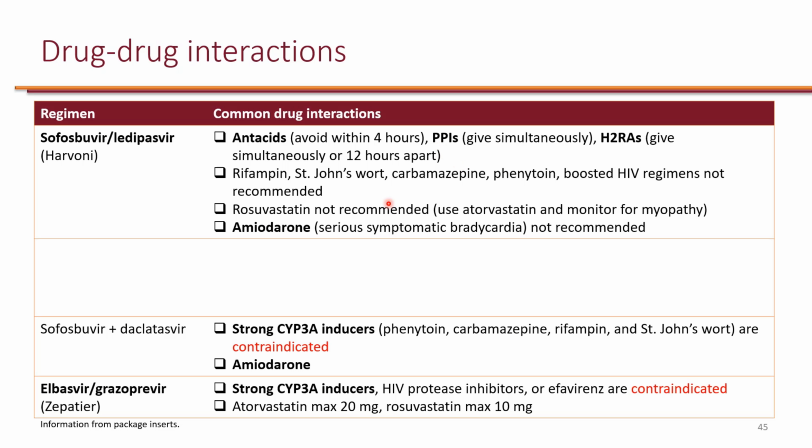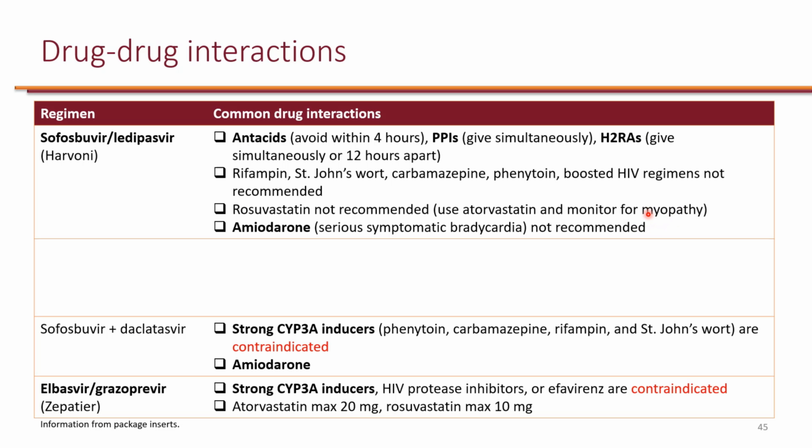Now note that with these drug interactions, some of them are contraindications and some of them are not a contraindication, they're just not recommended. So for example, rifampin and St. John's wort are P-glycoprotein inducers, and their concomitant use with Harvoni is not recommended, along with some other agents. When it comes to statins, rosuvastatin is not recommended. It's okay to use atorvastatin, which you will most commonly see in practice. And for those patients, you should just monitor for symptoms of myopathy.